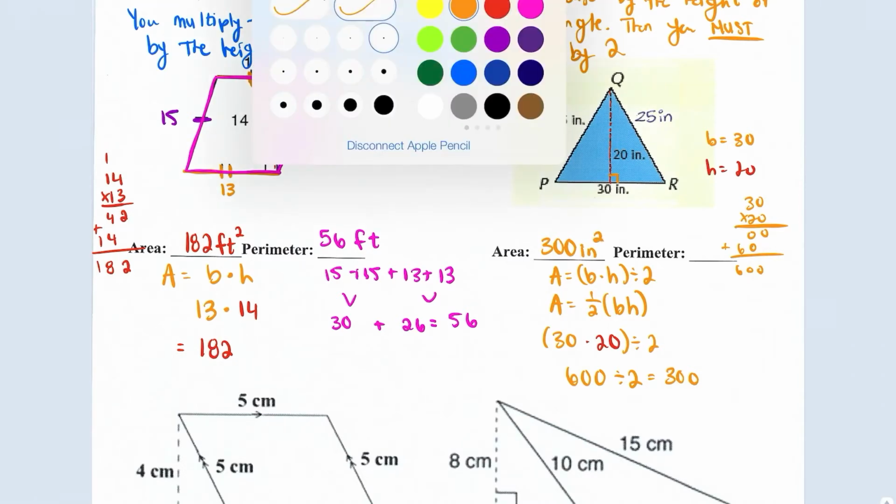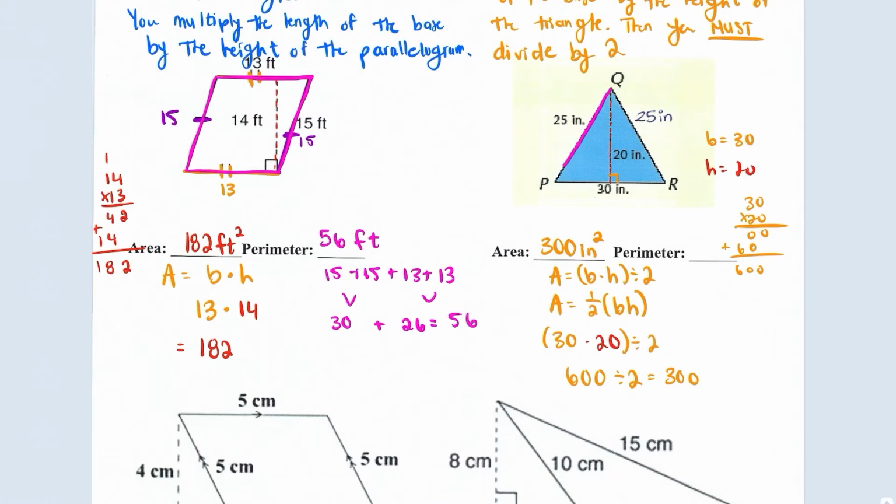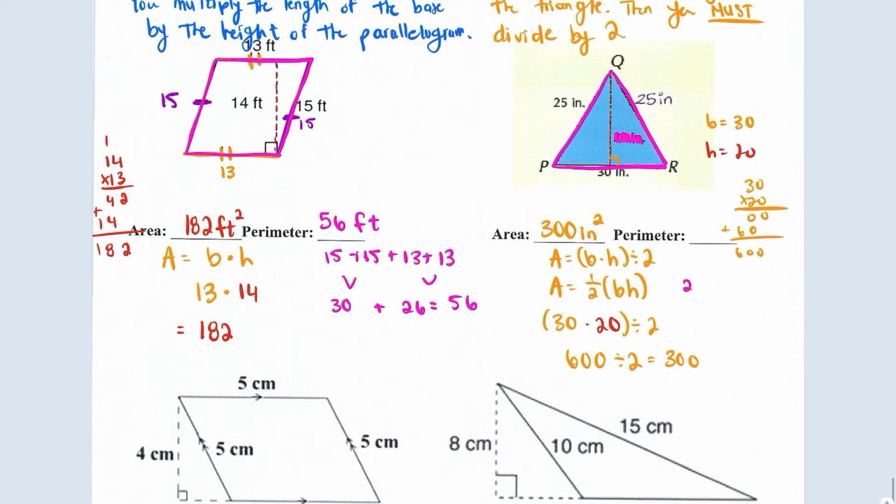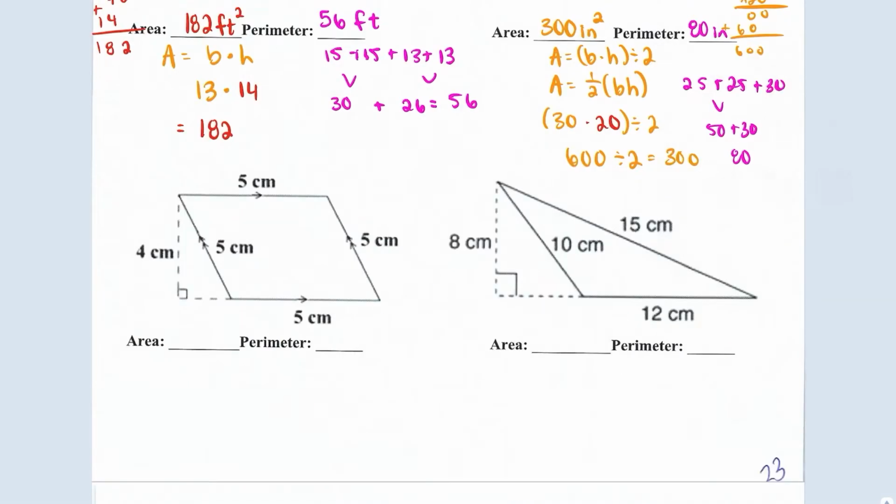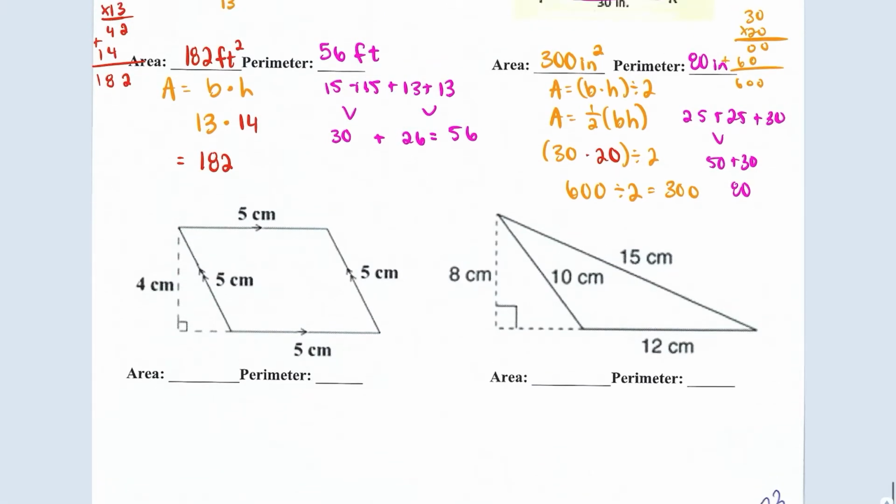Okay, and let's find the perimeter. Remember, the perimeter is just all of the outside lengths added together. So remember, they're the outside length, so I'm going to ignore this 20 inches on the inside. Do not add that. So we're just going to add 25 plus 25 plus 30. I know that 25 plus 25 is 50, and then 50 plus 30 gives me 80. So my perimeter is going to be 80 inches. And there we go. Okay, and let's take a look at this next problem.